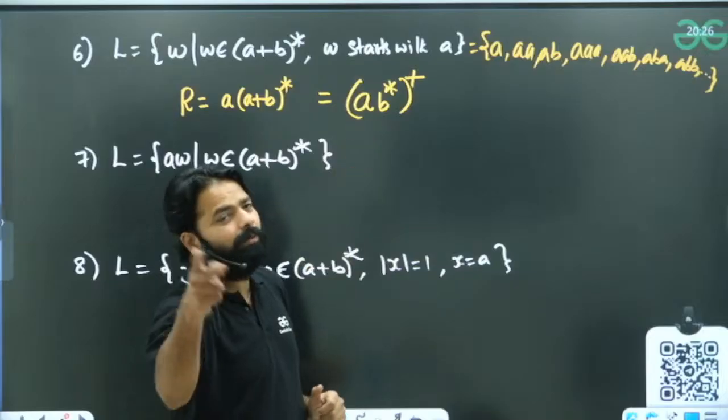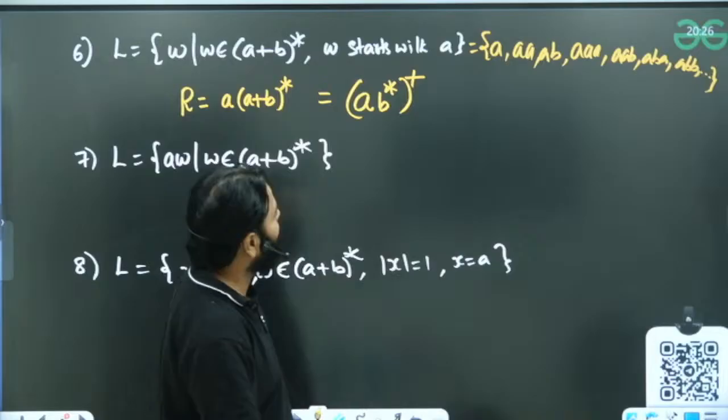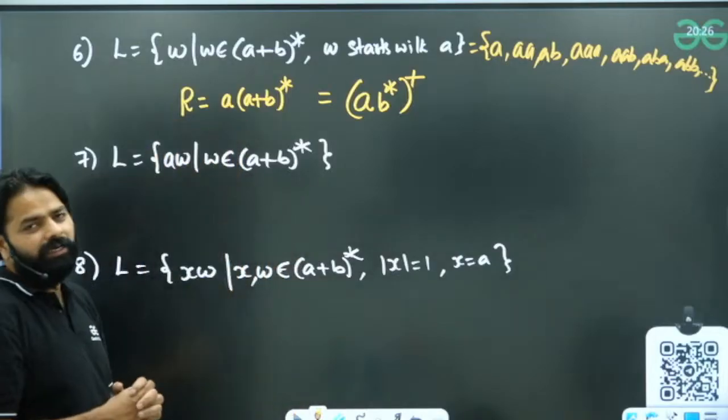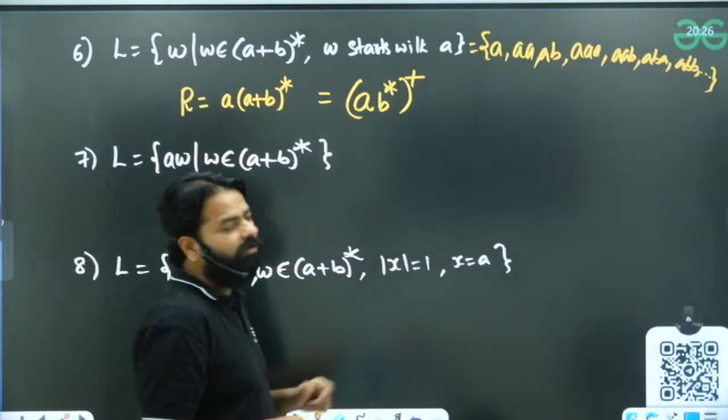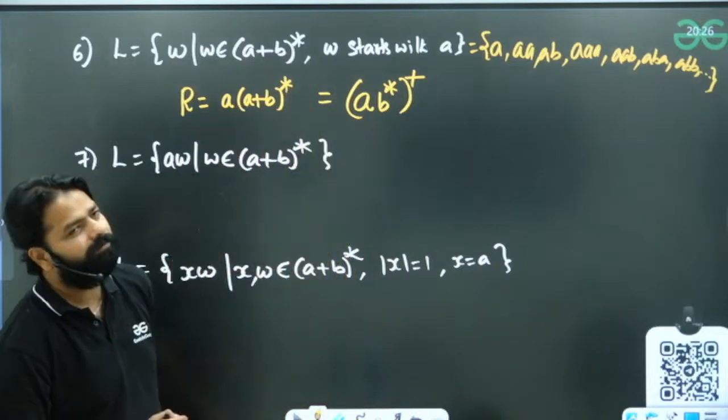How do you generate A double B? One time you go inside A B square, you can get A double B. So all the strings of this expression you will also generate here. Whatever it does, it is exactly the same.